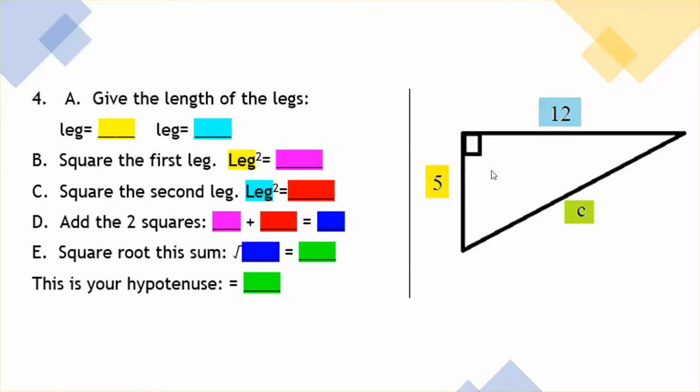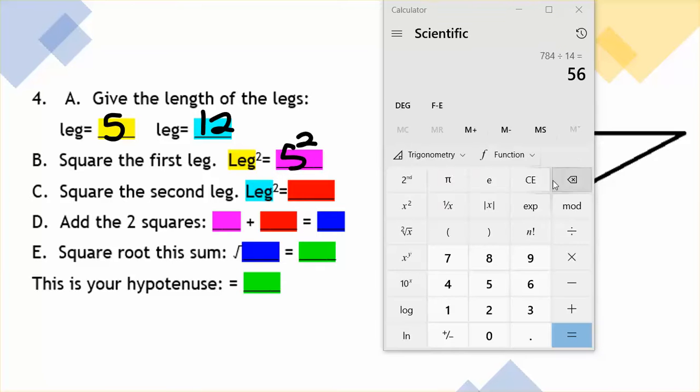So A, we're going to make sure we have a right triangle and that we know the legs. Let's fill the legs in. I see one of the legs is 5. The other leg is 12. Then I square the first leg. In that case, it means I'm going to take 5 squared. You probably want to use your calculator to square. Hopefully you found the squared button on your calculator. So I'm going to do 5 squared.